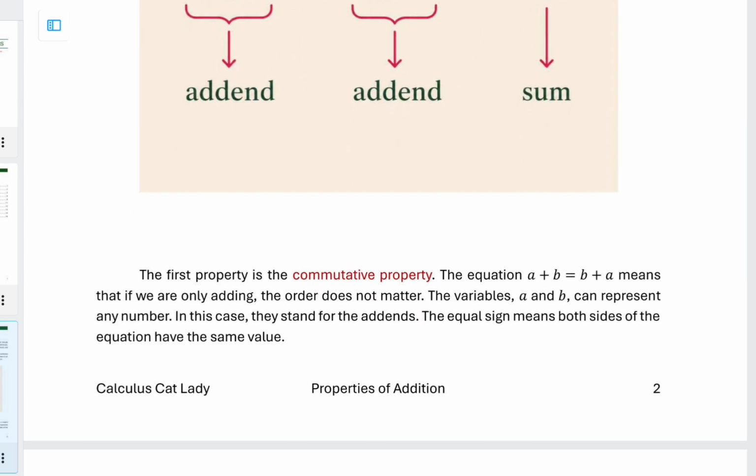Now, the first property of addition is the commutative property. The equation a + b = b + a means that if we are only adding, the order does not matter. The variables a and b can represent any number. In this case, they stand for the addends. The equal sign means both sides of the equation have the same value.